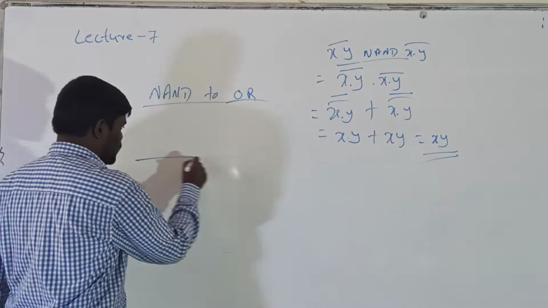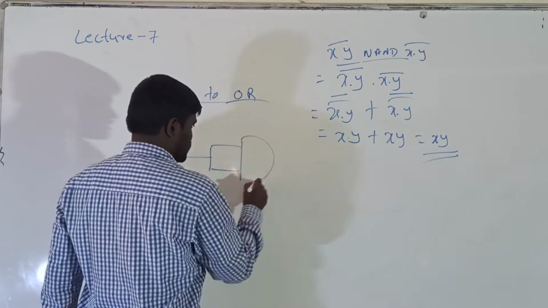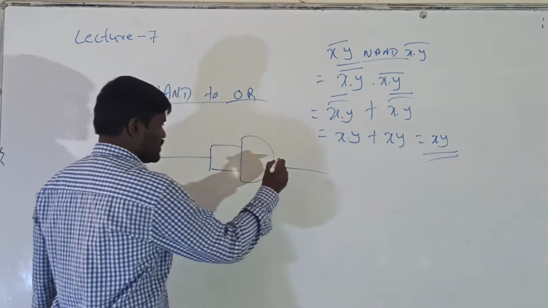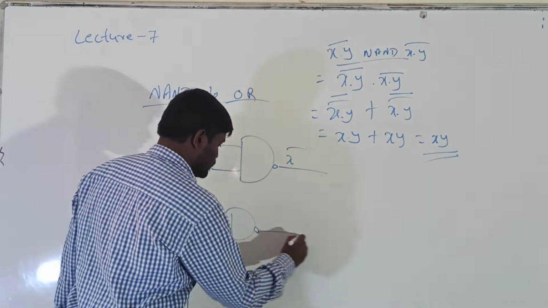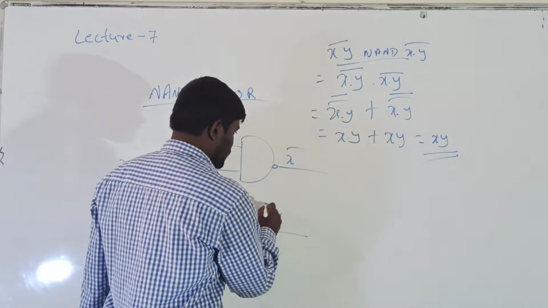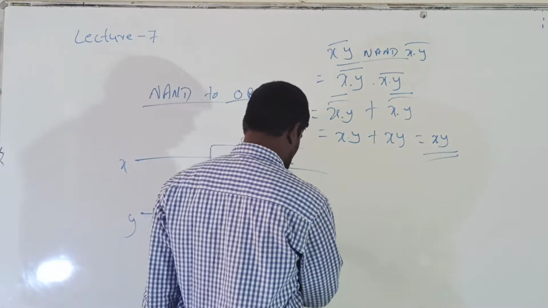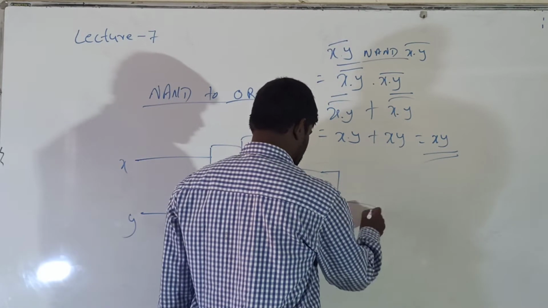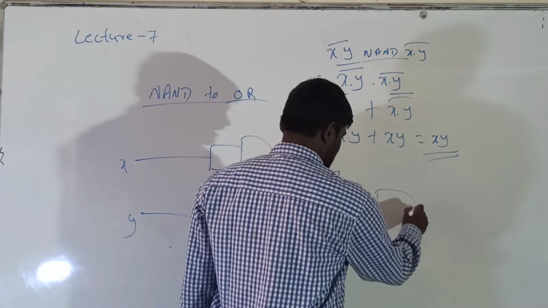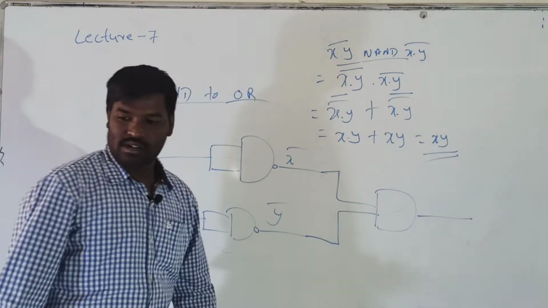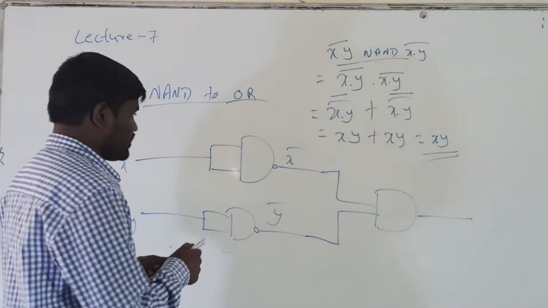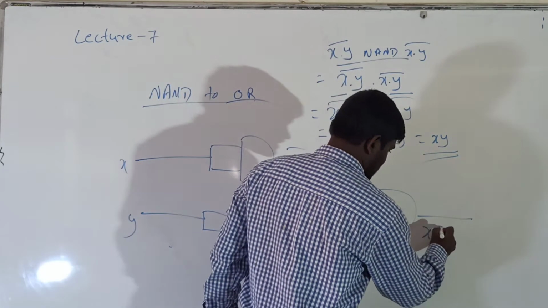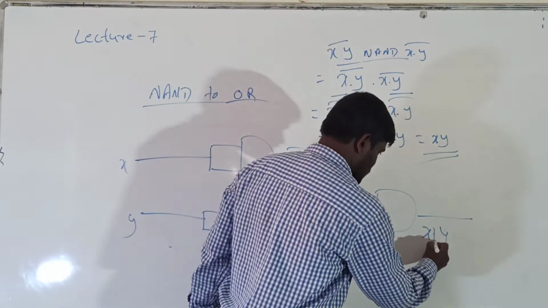First I can take one input, so this is x bar. Again one more input, that is y bar. Just I can apply AND gate. Here the result is x into y.